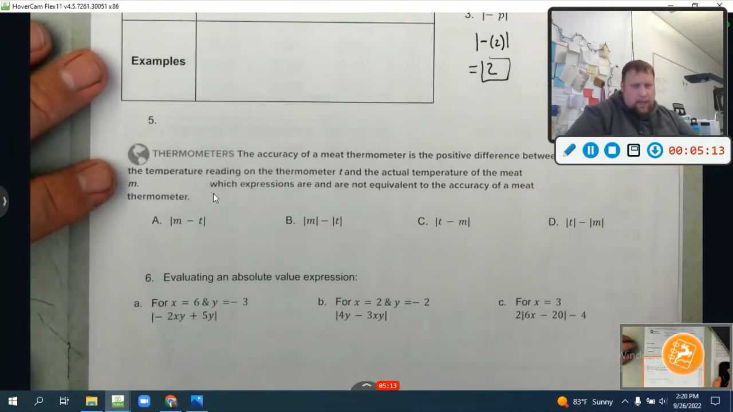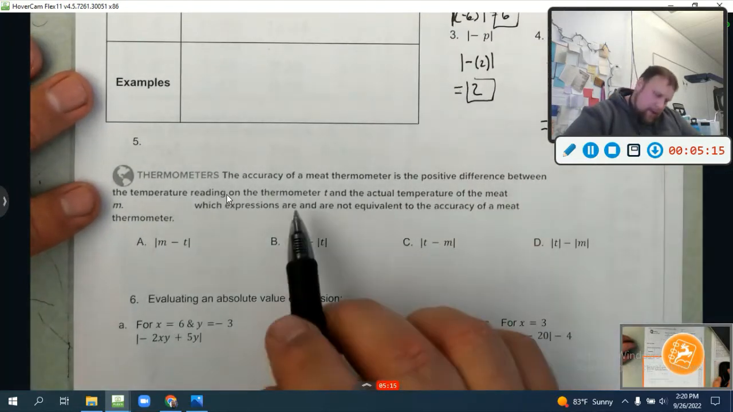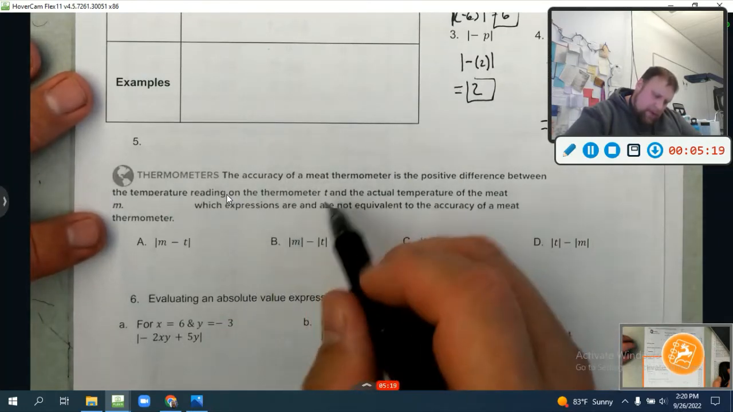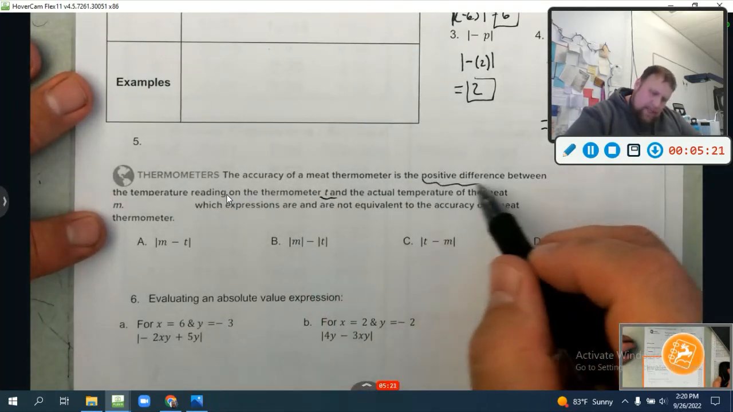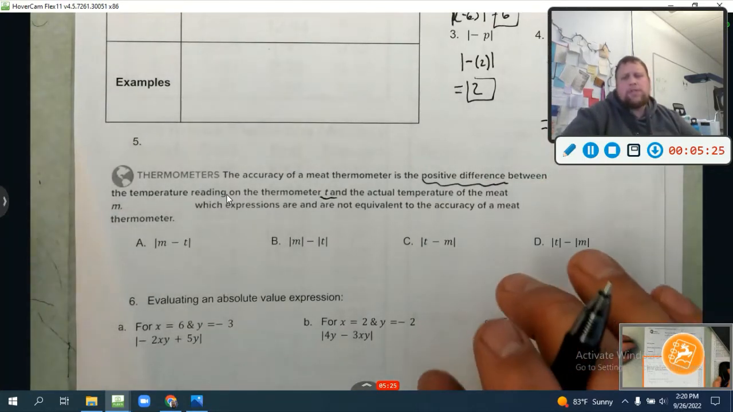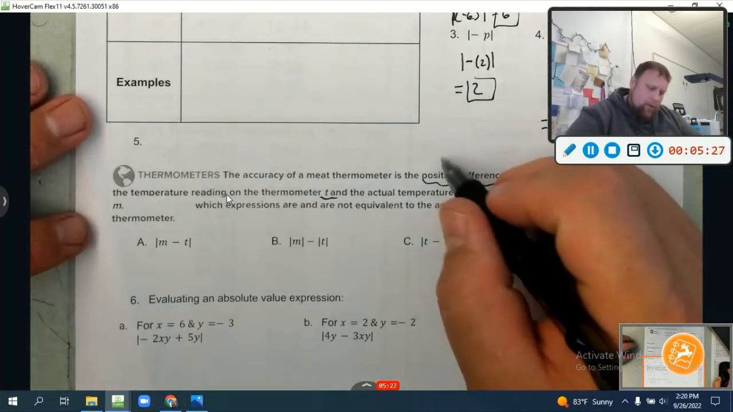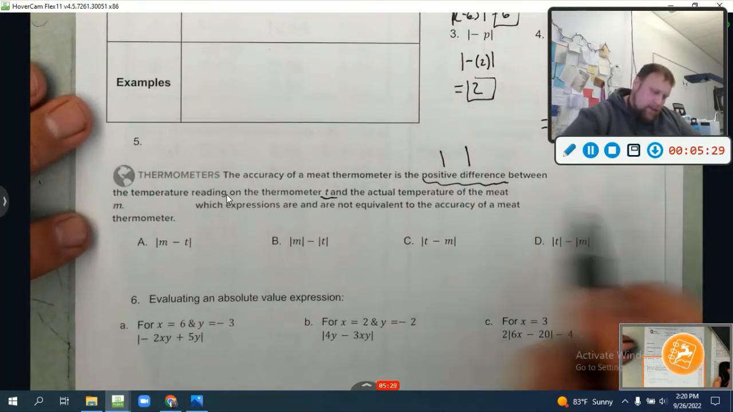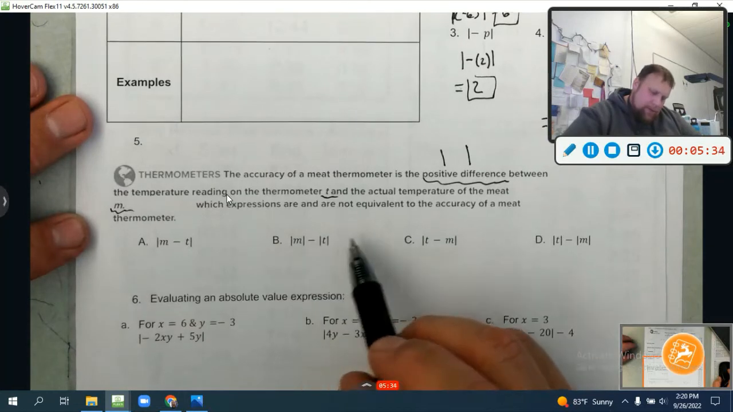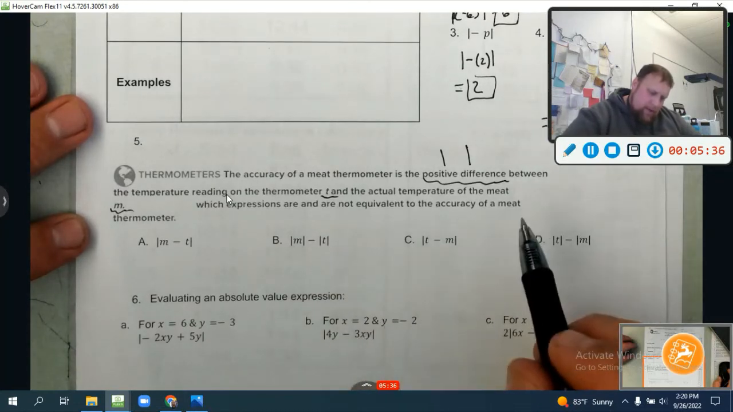Down here, let's read this together. The accuracy of a meat thermometer is the positive difference between the temperature reading on the thermometer T, and the actual temperature of the meat. By the way, we said positive difference. A difference is a subtraction problem. To force a subtraction problem to be positive, we're going to need absolute value signs. Which expressions are and are not equivalent to the accuracy of the meat thermometer?